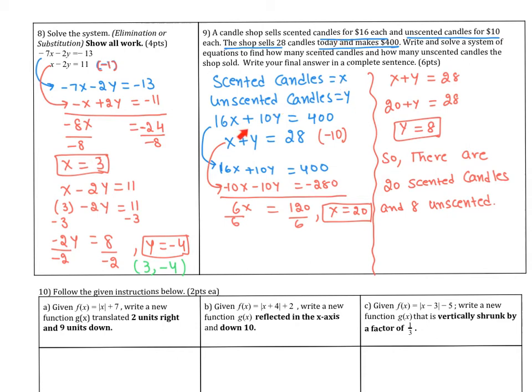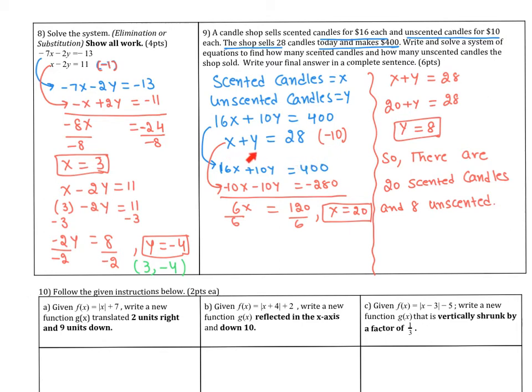16 times x plus 10 times y equals $400, and the total number of candles is x plus y equals 28. To solve this system of equations, we are going to make one of the variables the same and opposite. That's why I multiplied the bottom equation by negative 10. So the first equation we're going to rewrite as is, and the second equation we're going to multiply by negative 10.